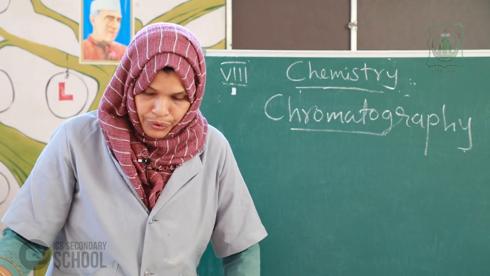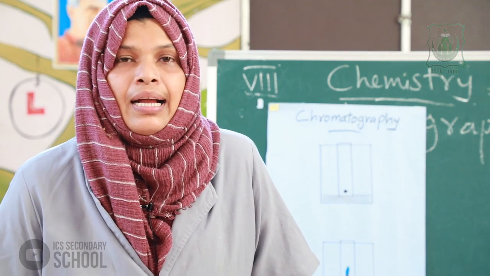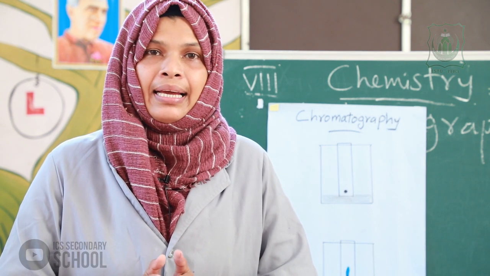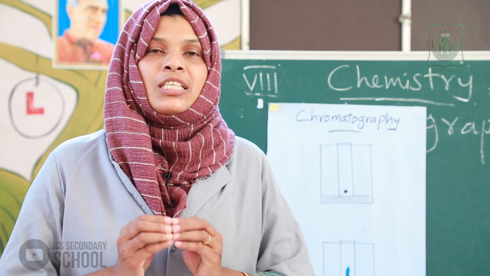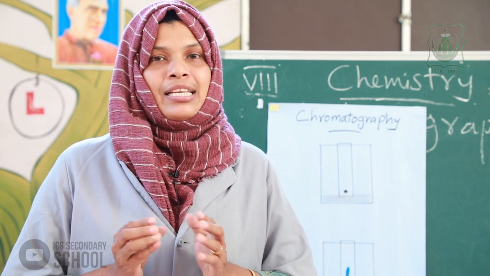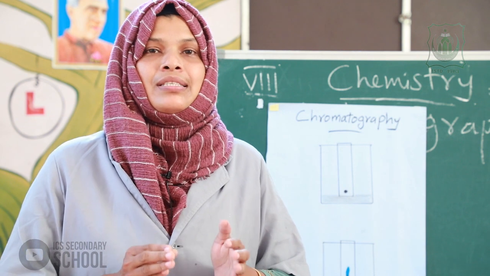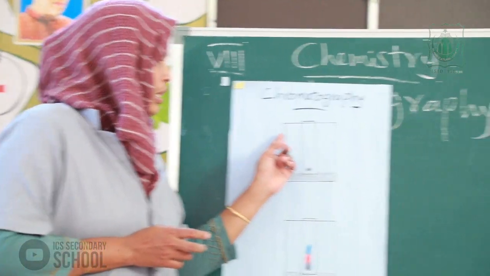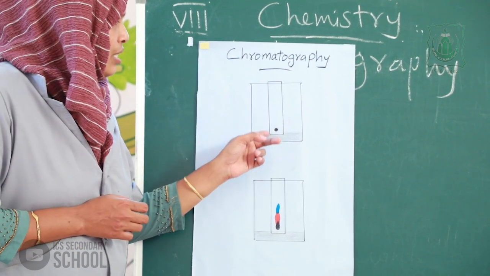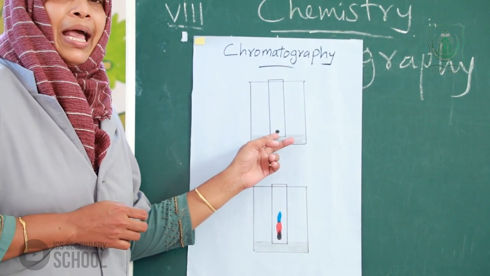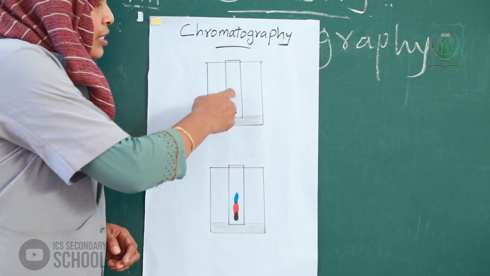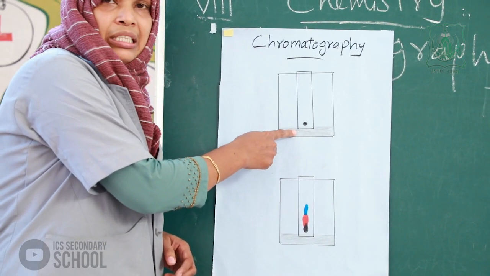Here is an activity for you. Cut a filter paper like a ribbon. Then put a black spot on it using an ink pen or sketch pen. Then keep this filter paper in water taken in a beaker. This picture indicates that activity. First, this is a filter paper, and put a black spot using ink or a sketch pen. Then dip this filter paper in water this way.